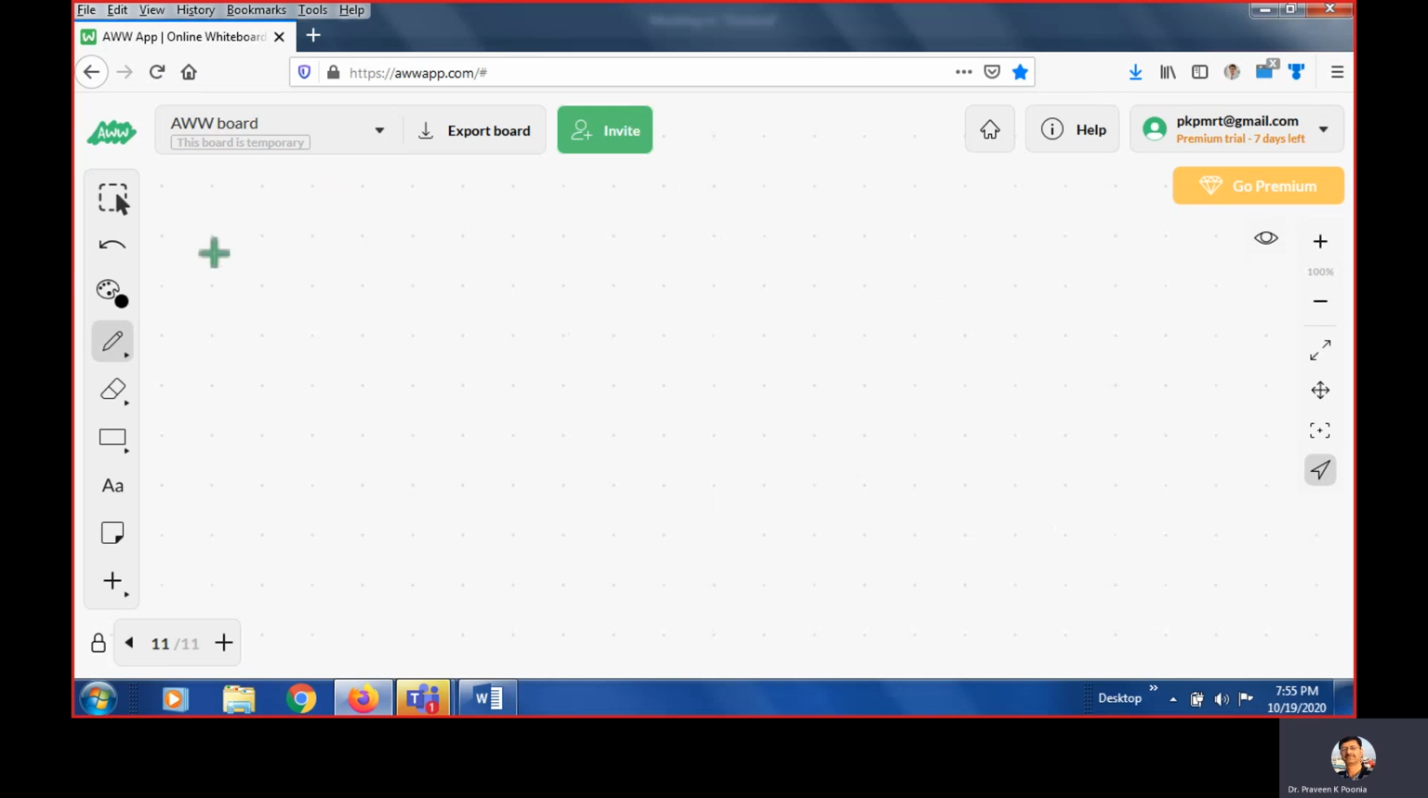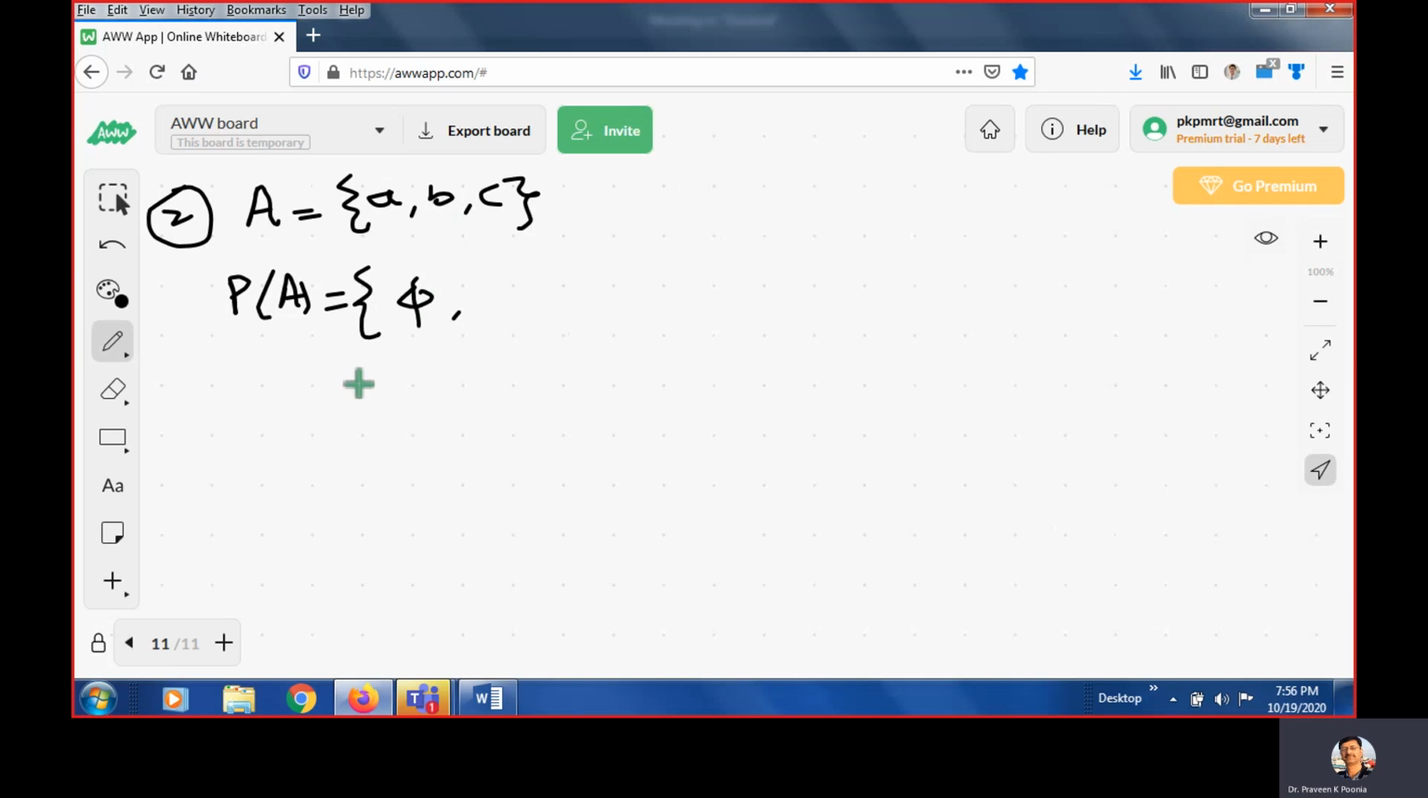Another example I will take here. This is example number 2. A equals A, B, C. Clear? So what is the cardinality of A? Sorry, the cardinality of A is 3. So what is PA? How to write PA? In PA you will write phi, meaning the null set, then the subsets with one element, three of them. Clear? So there are 3 of them.